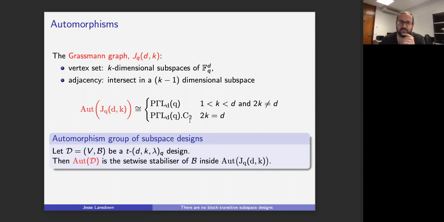And this C2, that corresponds in this case to if you have a self-dual design, then that duality can act as a sort of automorphism. So what that means when we're considering transitivity is if we're inside of P gamma L, we have a single orbit, but potentially we could have 2 equally sized orbits that get fused together by this duality.